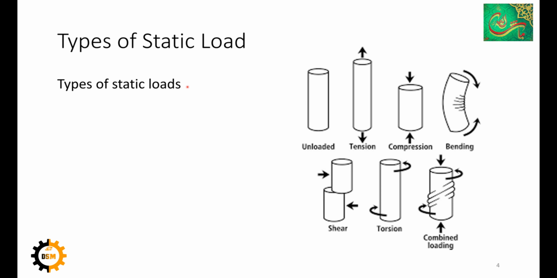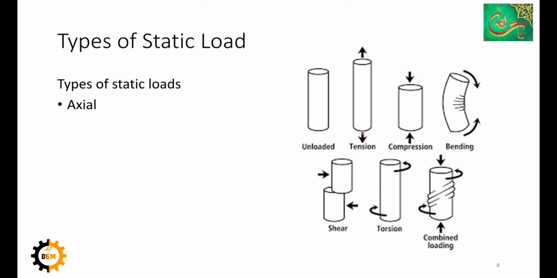Now we want to know what the types of static loads are. The first type of static load is axial. If you see these three cylinders, if there is no force loading them, they are known as unloaded. But if a load, a force, is applied along the axis of the element, this type of load is known as axial load.